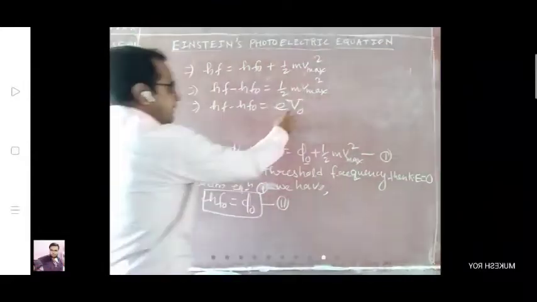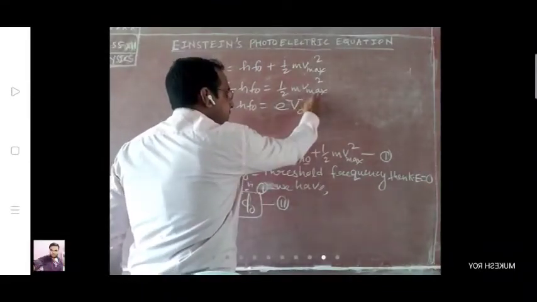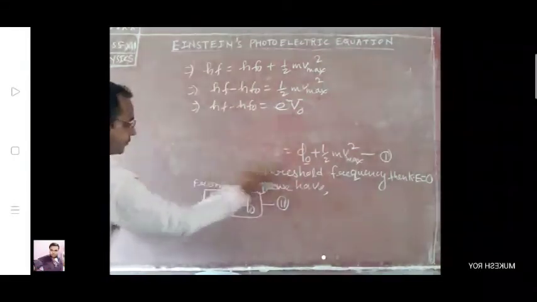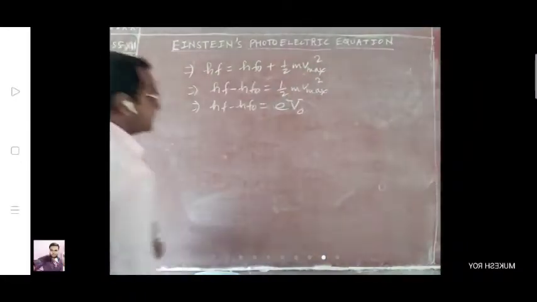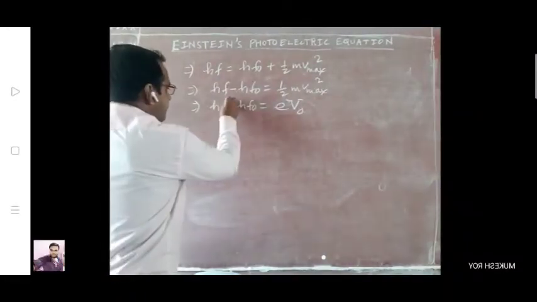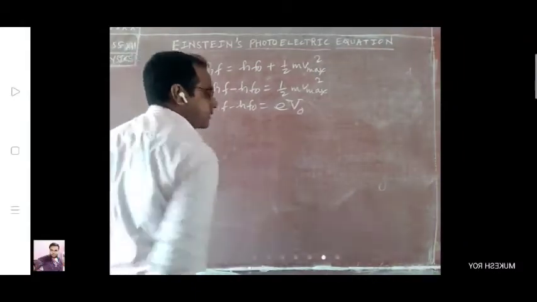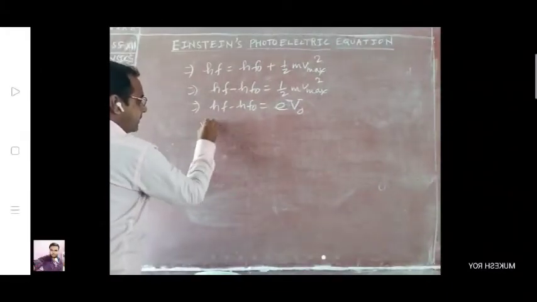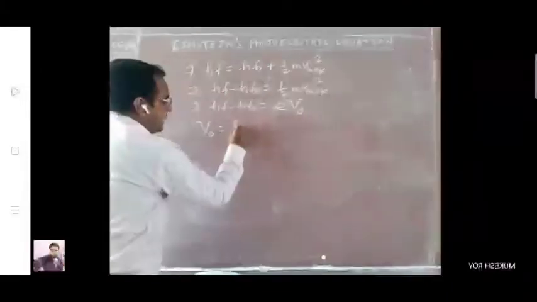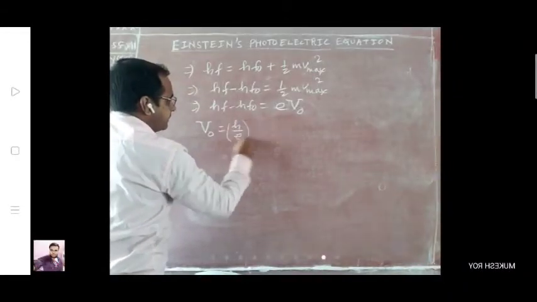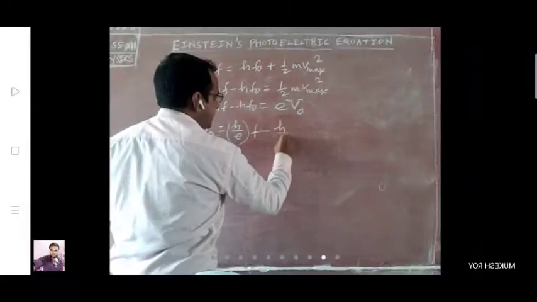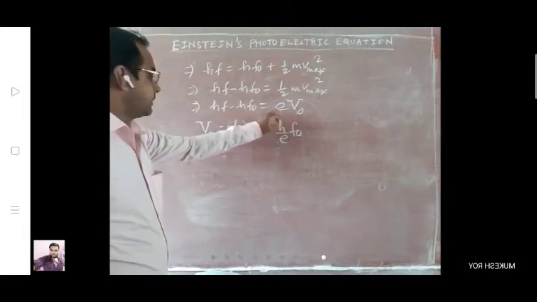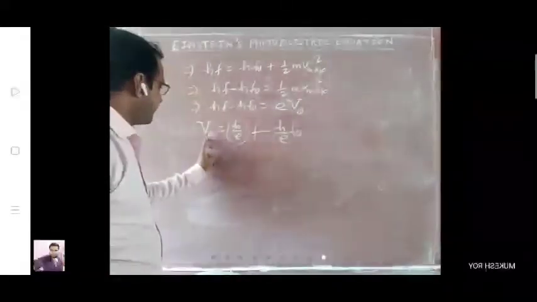You should not confuse this V naught and this V. This is the velocity of the photoelectrons, and this is the stopping potential, in volts. So now we have the special equation: HF minus HF naught equals E V naught. This is the stopping potential. So what can we write again? V naught equals H by E times F minus H by E times F naught. We have divided these two terms by E and we are left with V naught.